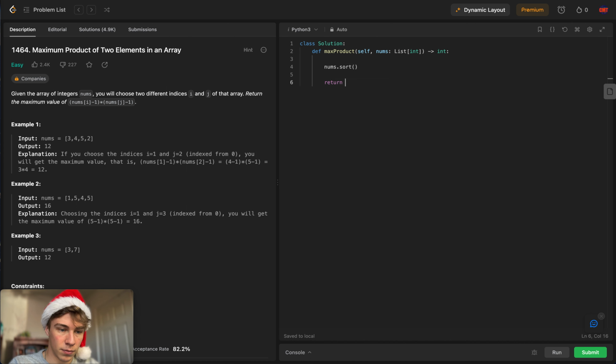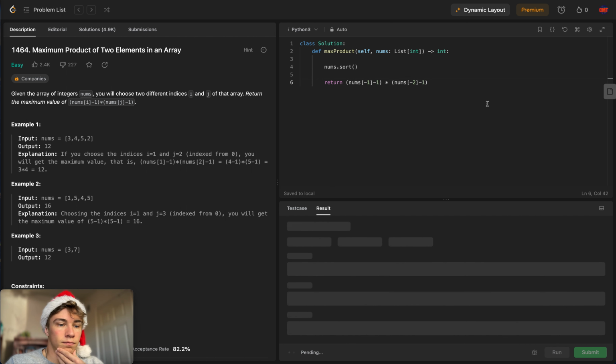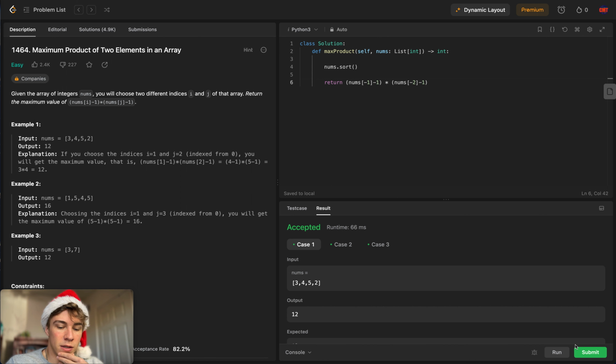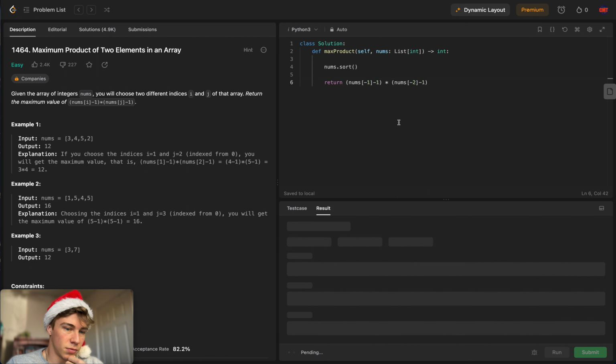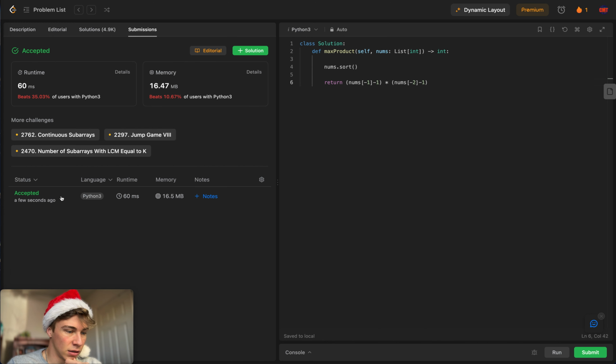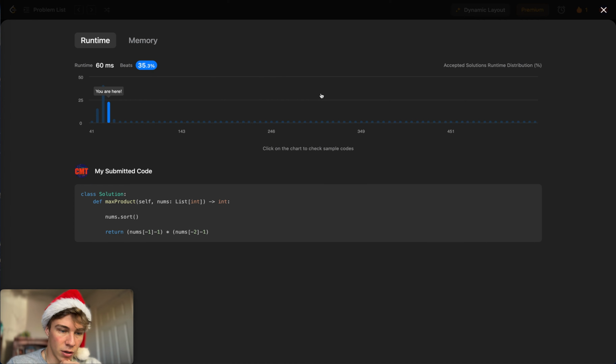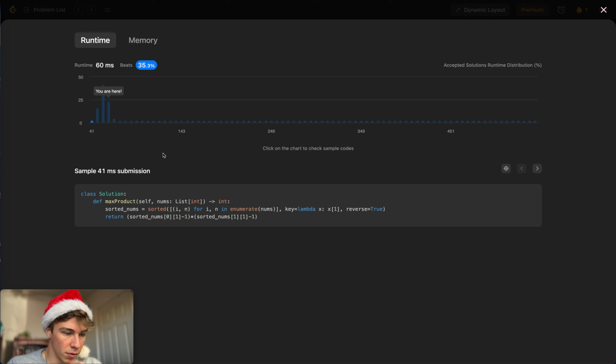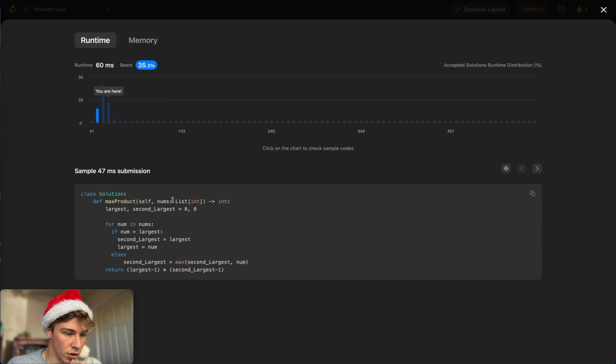And this is simply going to be nums minus 1 times nums minus 2 minus 1. This is an extremely fast thing to write up. I don't think it's very complicated, and we're beating a good amount of people, but not by far the best. And let's see if there are any faster solutions.